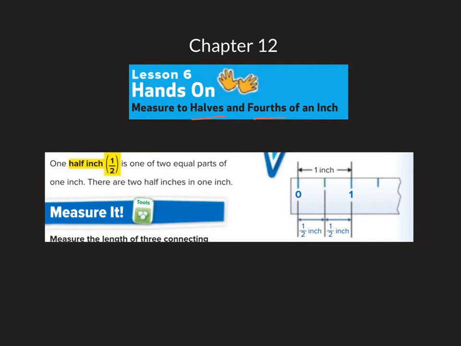okay? So 1/2 inch is one of two equal parts of a 1 inch. There are two 1/2 inches in 1 inch. So if this is the 1 inch mark, halfway between that is the 1/2 inch mark. Okay, this part right here would be 1 and 1/2, right? And then it would be our 2 inch mark. So if we're measuring, we always go to the whole number first and then we add on the half. So that would be 1 and 1/2. Let's do some practice here.